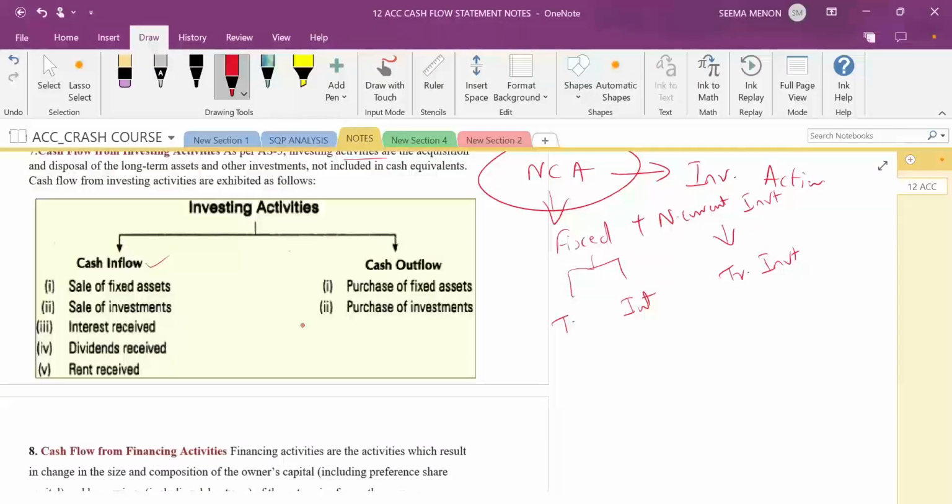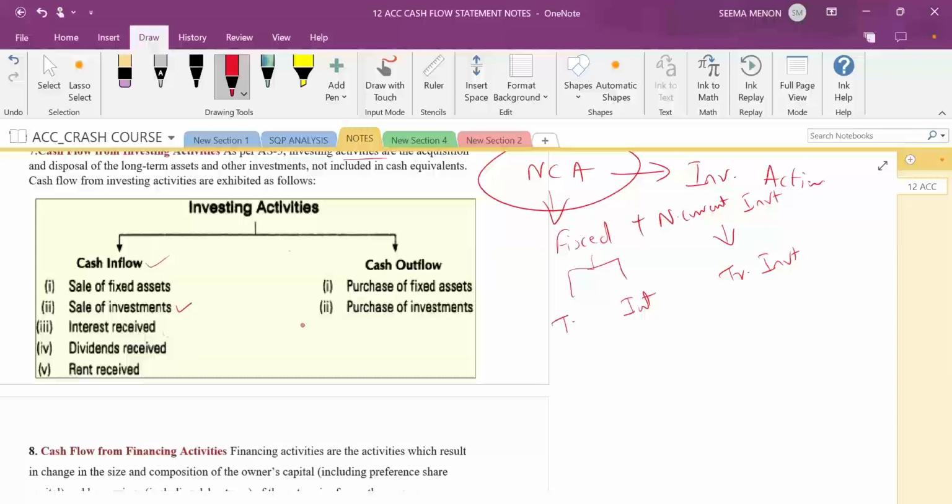Sale of fixed asset. You purchased some assets, for example, you purchased a building and you sold it. While you sell, what comes? Cash comes in. Sale of investment. You purchase a company's share, any company which is existing in the open market. So whatever investment they sell, they are getting the cash. So cash is coming. There is inflow.